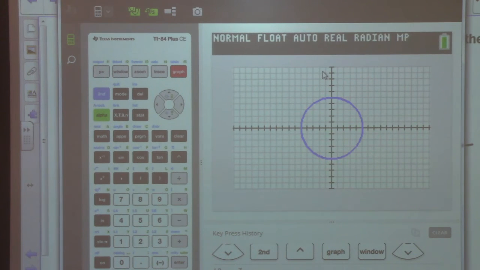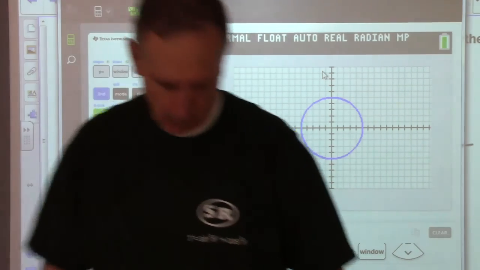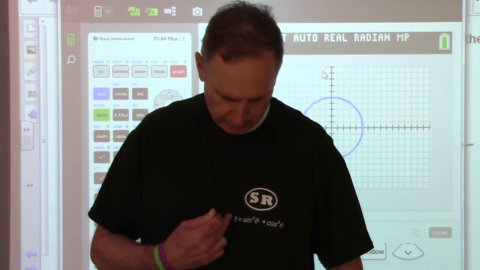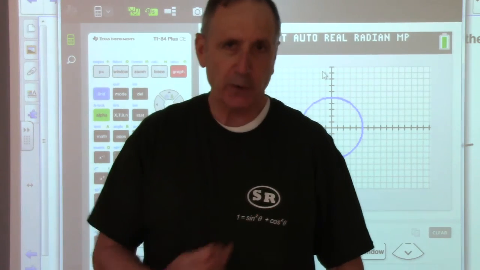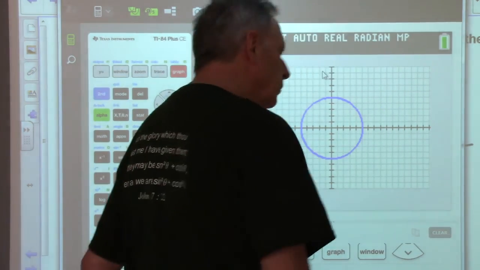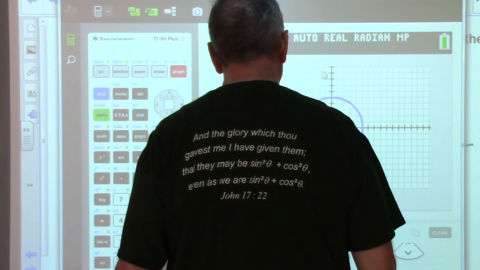But for the viewers, one thing that I showed as a visual aid was this Pythagorean identity T-shirt. See right here it says 1 equals sine squared theta plus cosine squared theta. And on the back we have John 11:17 with the words "1" substituted.